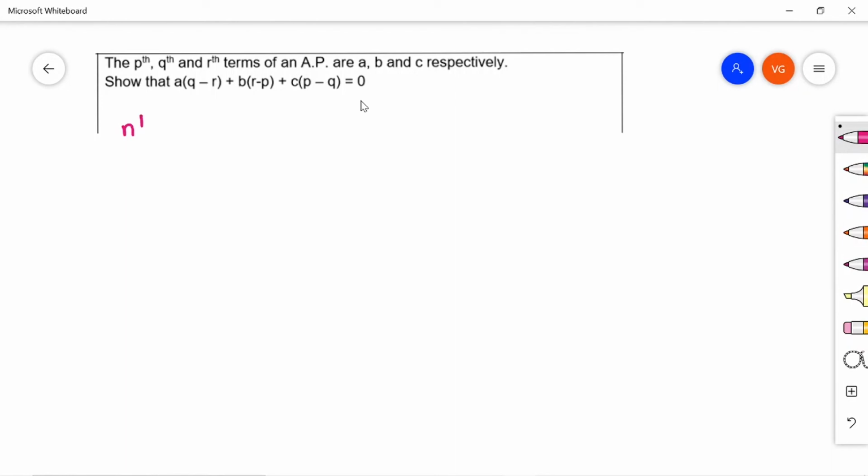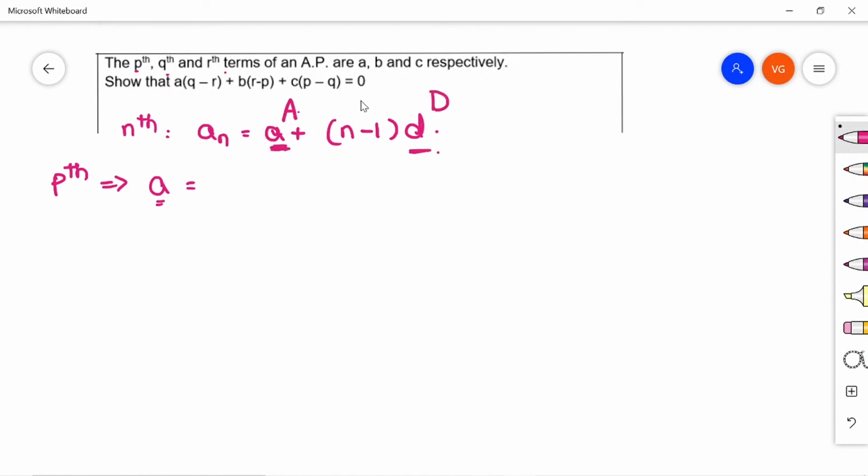So the nth term of an AP is given by a_n is equal to a plus (n minus 1) into d, where a is the first term and d is the common difference. So they are giving now the pth, qth and rth terms. The pth term they are giving as a. They have assumed the pth term as a. So as this a is already used, I am assuming the first term as capital A and the difference as capital D, just to identify the difference.